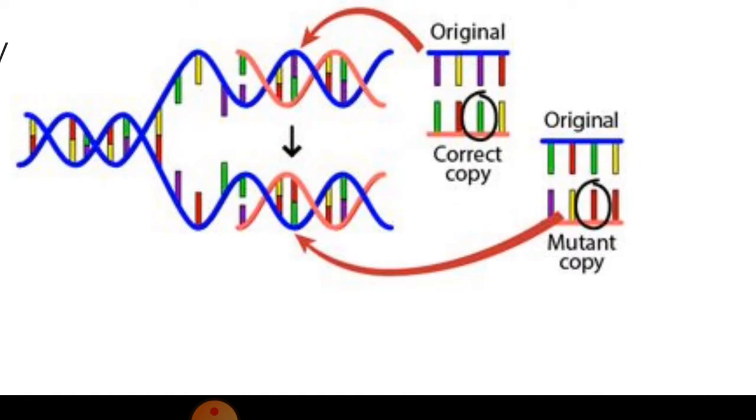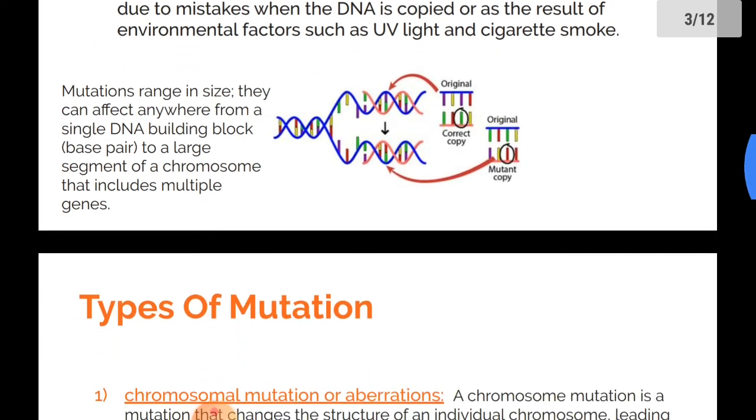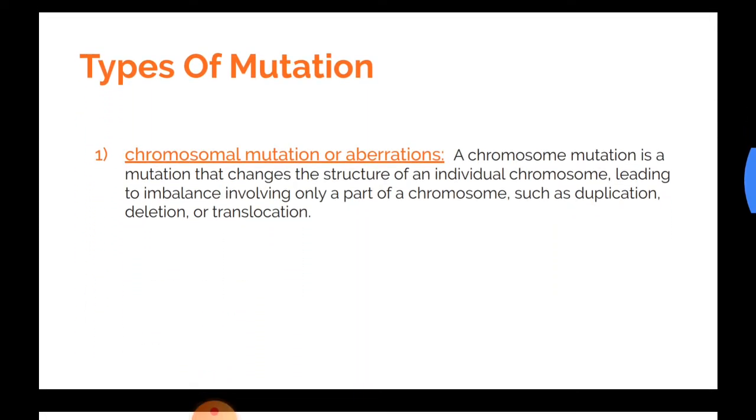Now, there are two main types of mutations. Is this thing clear? Now, as we talk about the types of mutations, one is the chromosomal mutation or aberrations, and the other is the gene mutations. First, we will take up the chromosomal mutation. So, chromosomal mutation or aberration is a mutation that changes the structure of an individual chromosome, leading to imbalance involving only a part of the chromosome. And this can be duplication, deletion, translocation.